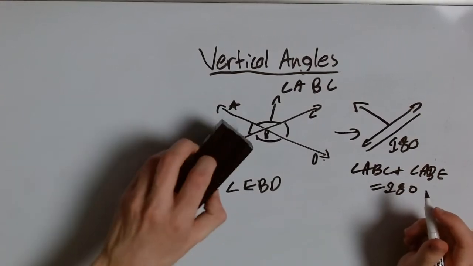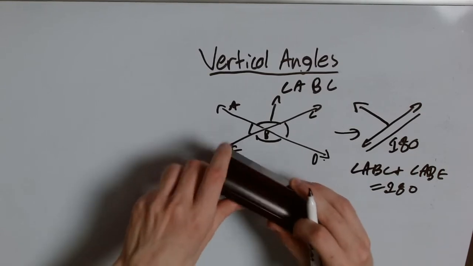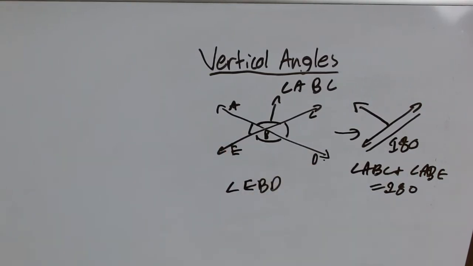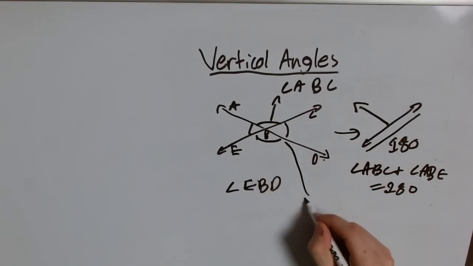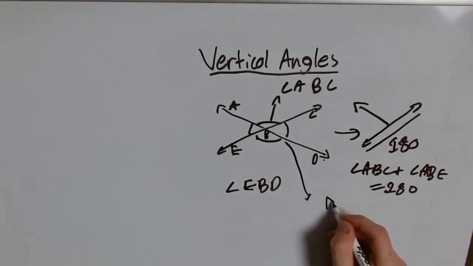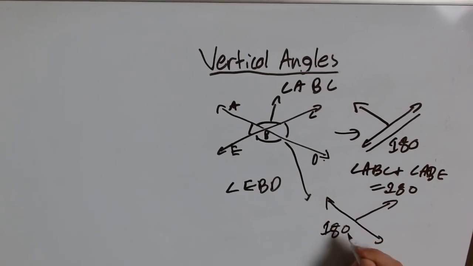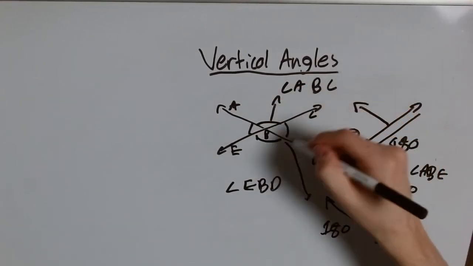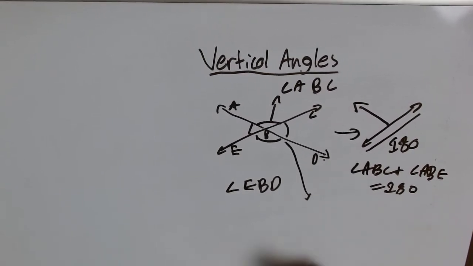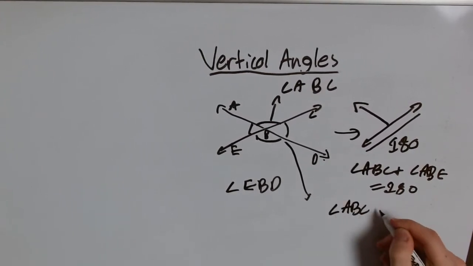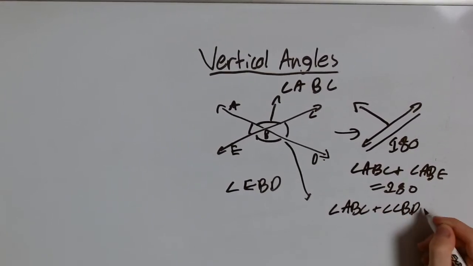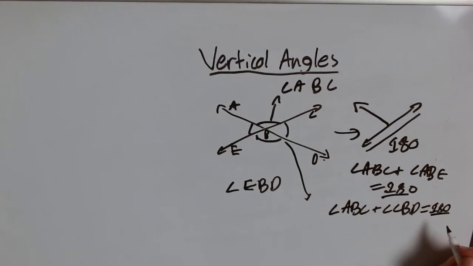Well, I can do the opposite thing and ignore this little bit. I'll redraw it down here for you. That's another straight line. It's another 180 degree angle. This time, it's ABC and CBD. So we can say angle ABC plus angle CBD is equal to 180 degrees. Well, these are both equal to 180 degrees, which means they have to be equal to each other.